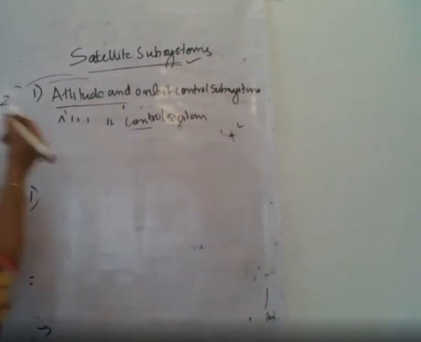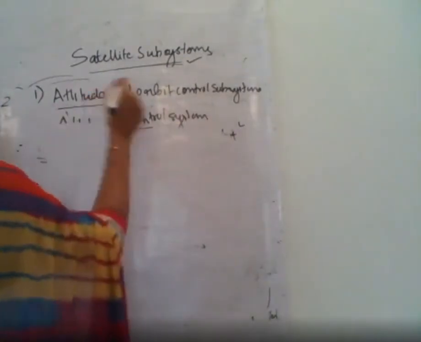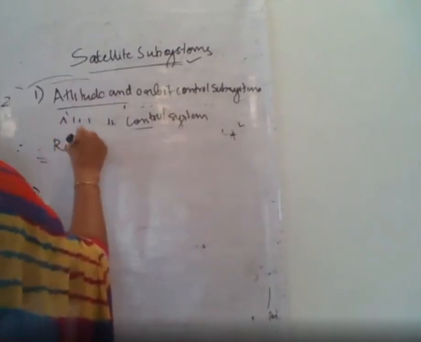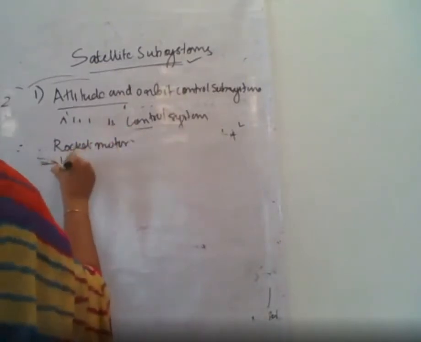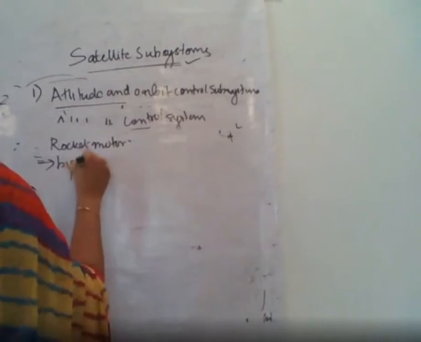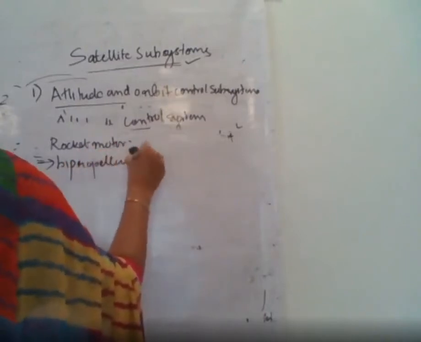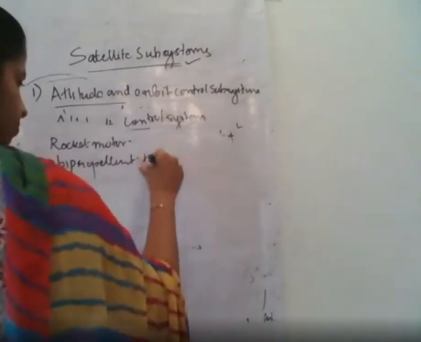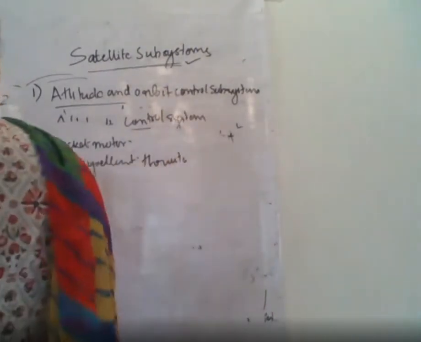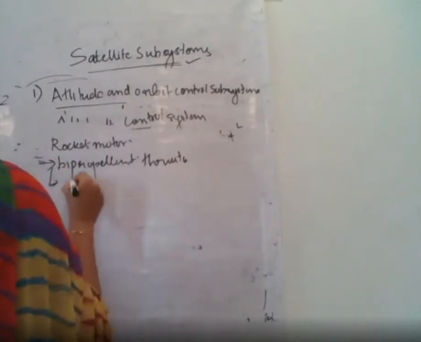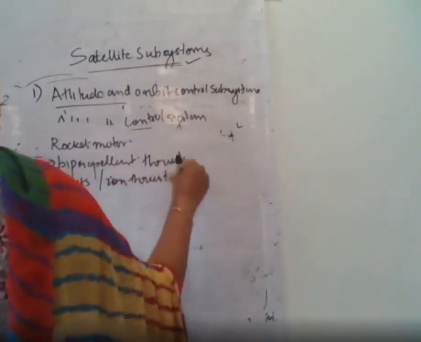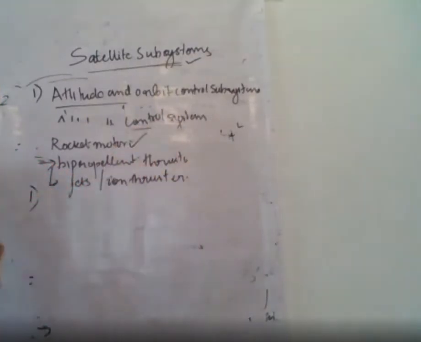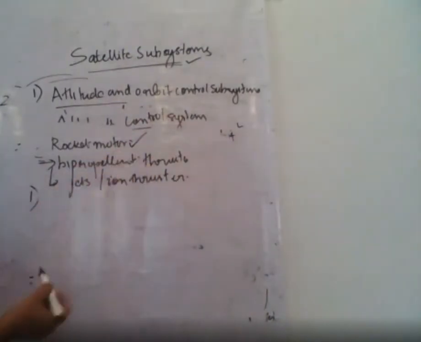And as we have studied in the attitude and orbit control system, we are using a rocket motor. There are basically two types of rocket motor. That is, the bipropellant thruster, and second, the jets or ion thruster. So these are the two types of rocket motor. The bipropellant thruster is the traditional one, and jets and ion thrusters are the other type of rocket motor.